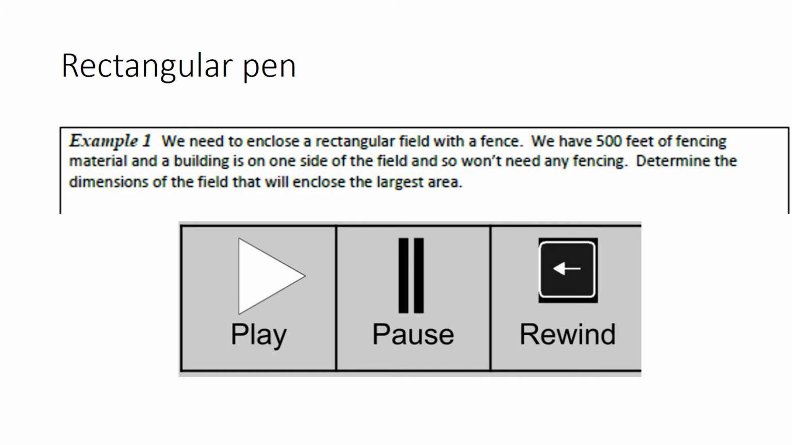Let's begin with this example. We need to enclose a rectangular field with a fence. We have 500 feet of fencing material, and a building is on one side of the field, so we won't need any fencing there. Determine the dimensions of the field that will enclose the largest area.